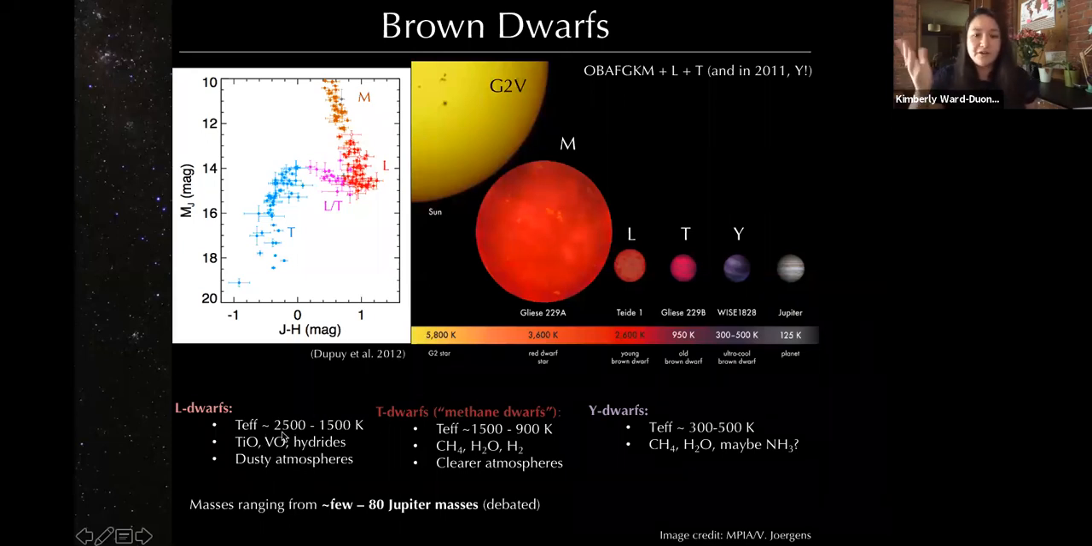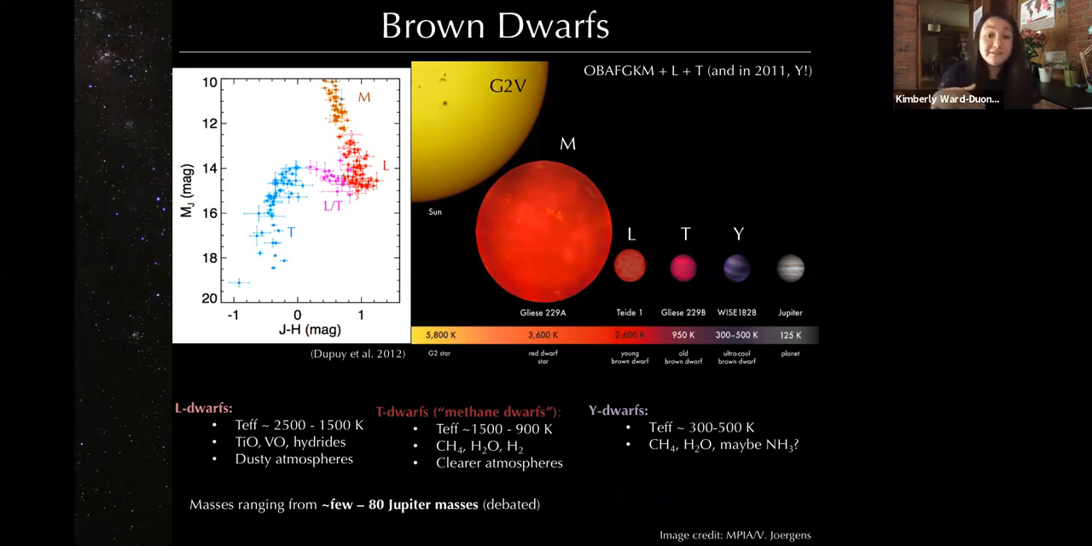They're on the order of 2500, 1500 Kelvin, and their atmospheres are still hot enough that you are able to get metallic species like titanium oxide, vanadium oxide, various hydride species in the atmospheres of these objects. And they're cool enough that those metallic vapors are able to condense occasionally into dust particles.